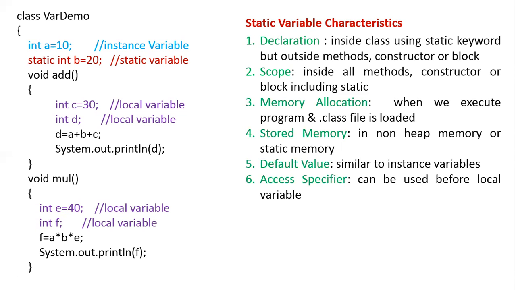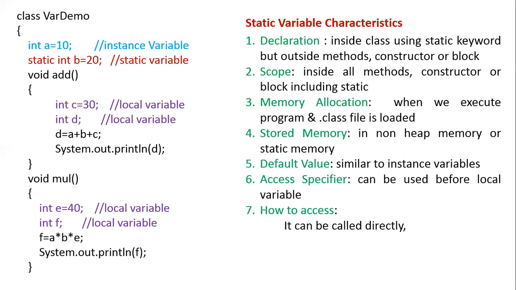Access specifiers can be used before these local variables, sorry, before these static variables. Again, sorry, I made a mistake here. I forgot to change it. So access specifiers can be used before static variables. How can we access them? We can access these static variables in three ways.